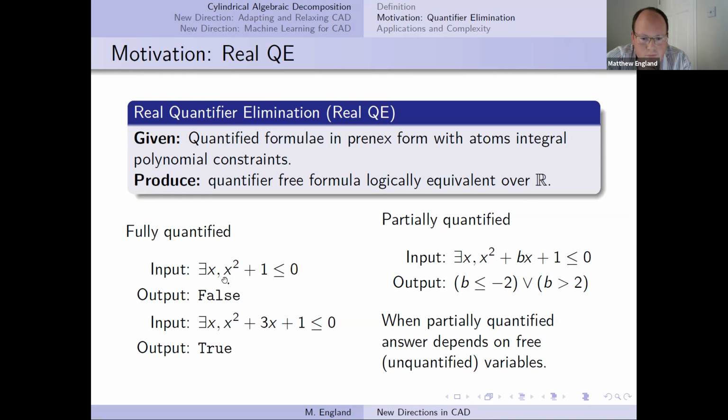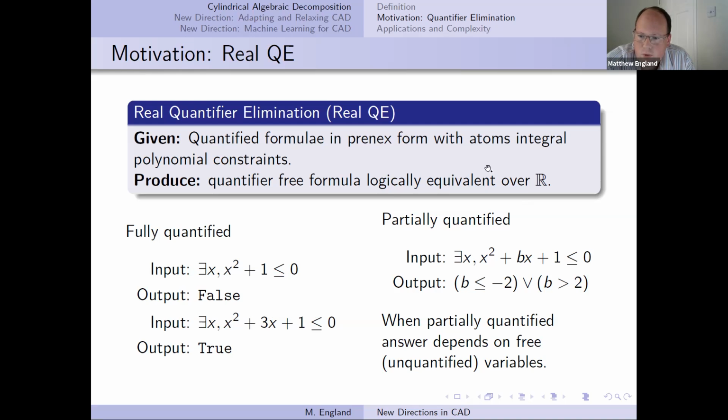So for example, does there exist x such that x squared plus 1 is less than or equal to 0? Oh, that should be for all x. I'm sorry, that's my second typo there. Is it true that for all x? The answer is false. Is it true there exists an x? The answer is true. It becomes a bit more interesting when you have variables that are not quantified.